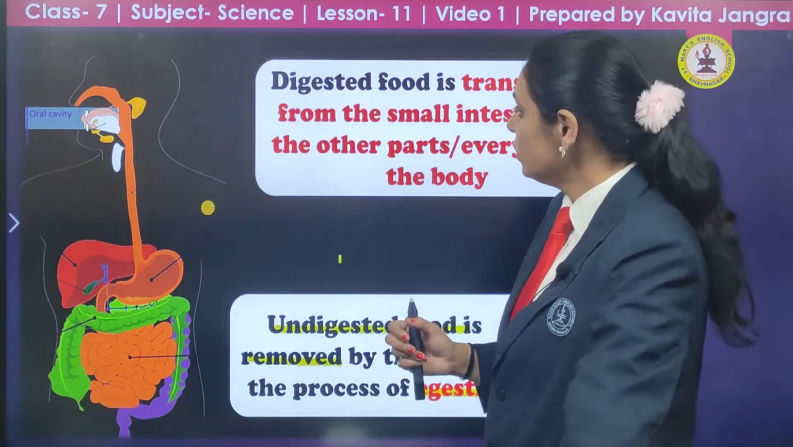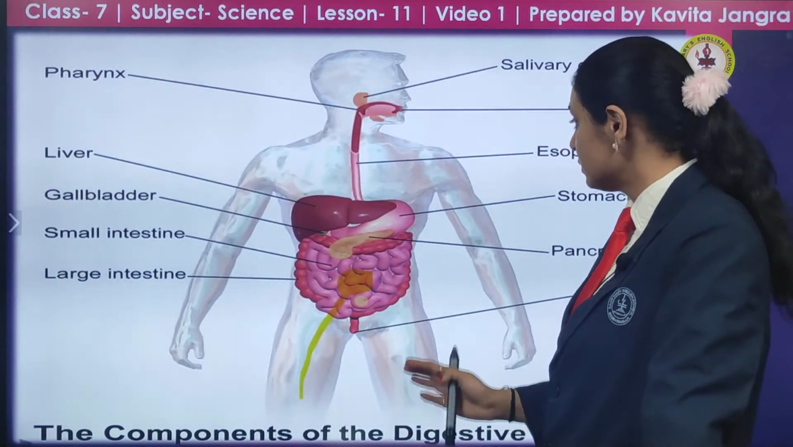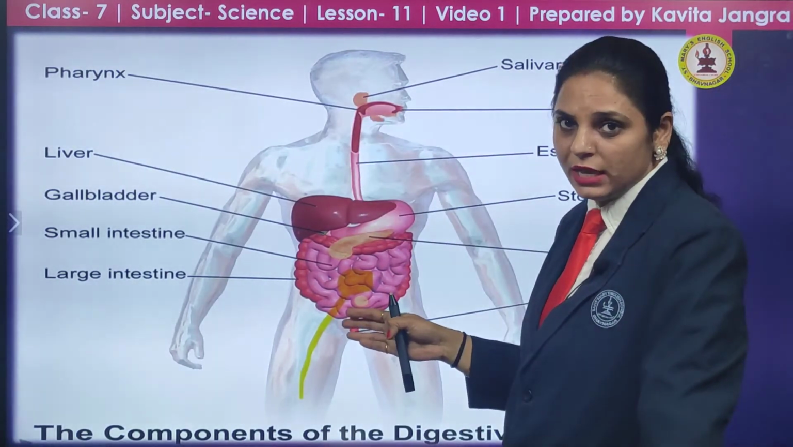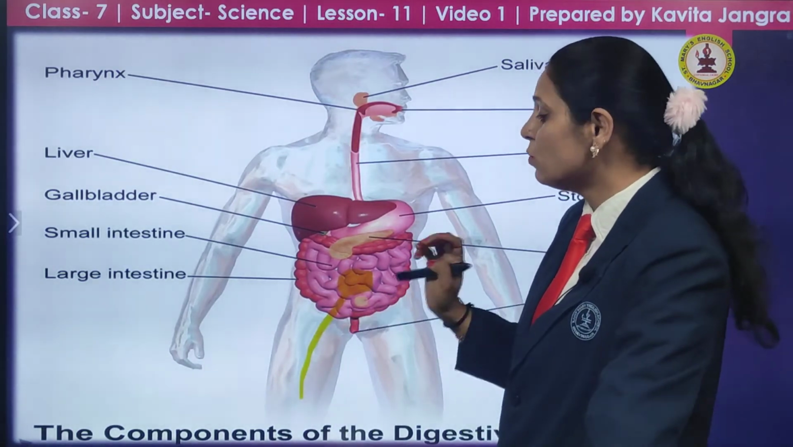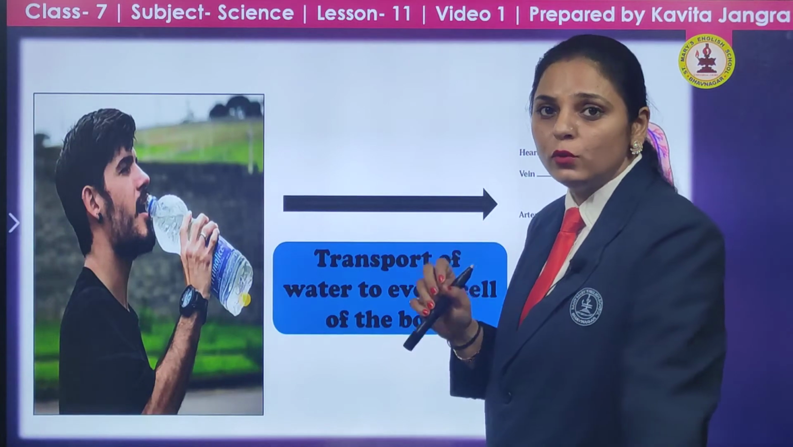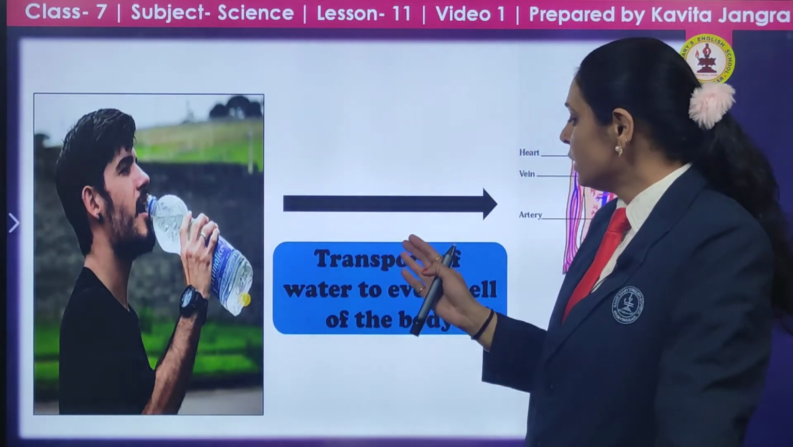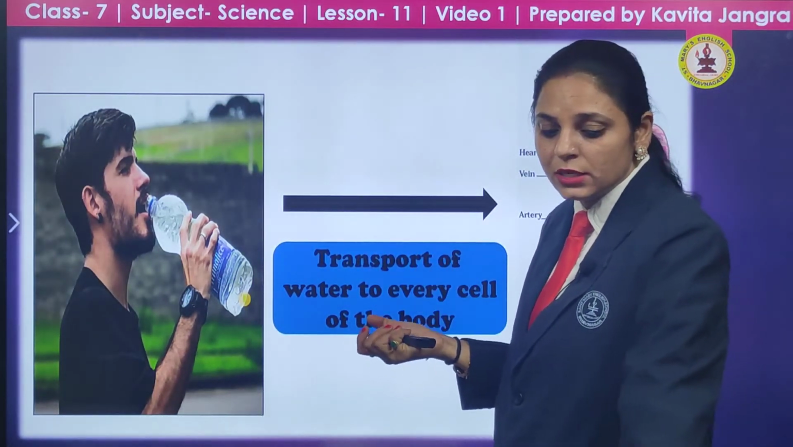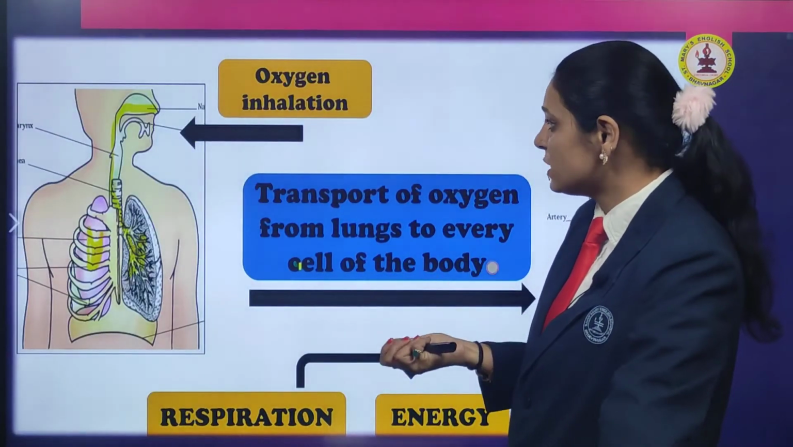Okay, so how this takes place, you all know these are the different parts of the body, and how the digestion takes place, and lastly absorption takes place up to the small intestine. From there the absorption of food that we eat is going through the bloodstream to the whole body. Now transport of water to every cell of the body also takes place. So every food material, whatever we are eating, is being transported.